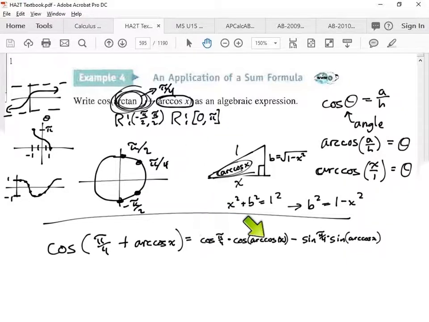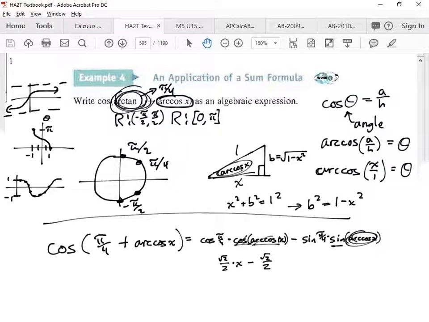So let's take care of these first guys right here. It's not that bad now. Watch, everything will start looking pretty again. Cosine of pi over 4, that's rad 2 over 2. And what is cosine of arc cosine of x? Remember, these just cancel out. We just get x. And then we have minus sine of pi over 4. That's going to be rad 2 over 2. No problem.